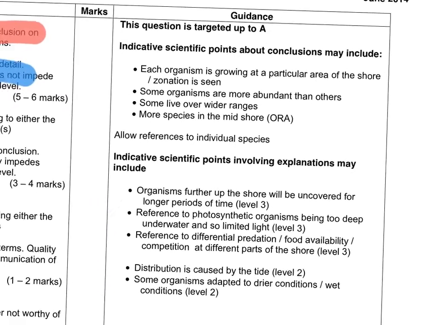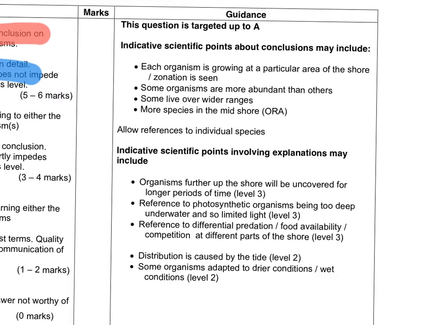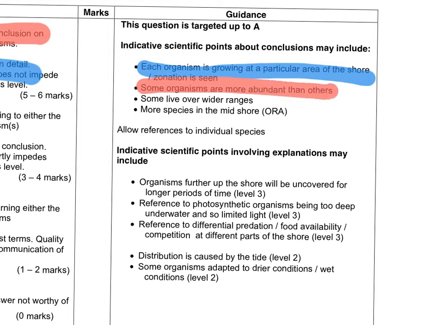So let's have a little look at what conclusions you could say, and they're a bit easier than you would have thought initially. So for one of your explanations, conclusions could be each organism is growing at a particular area of the shore. So just the fact that you can see that there's zones where different animals live. Another marking point could be some organisms are more abundant than others, which is quite clear on the diagram. You could have some live over wider ranges, or you could have more species in the mid-shore. Okay, so there's 4 really easy conclusions. You only need 2 of them to get full marks here.